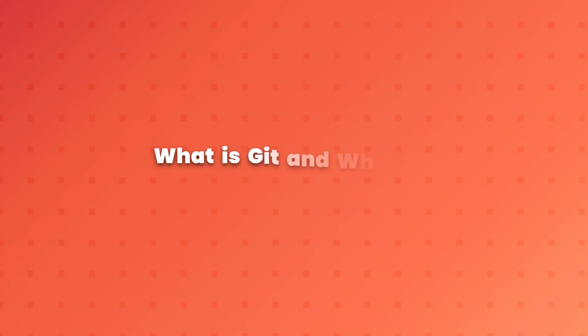Git is a distributed version control system that tracks changes in your code over time. Think of it as a sophisticated save system that not only remembers every version of your files, but also lets multiple people work on the same project simultaneously.